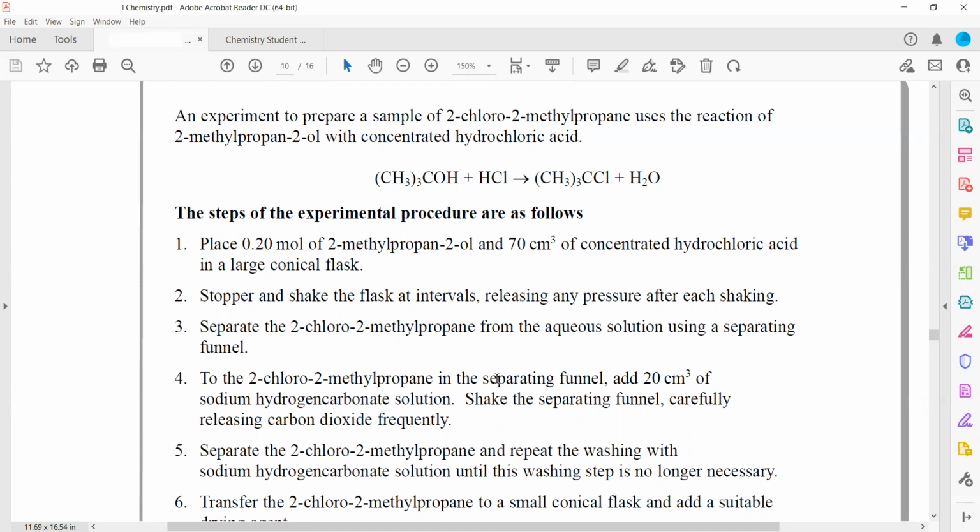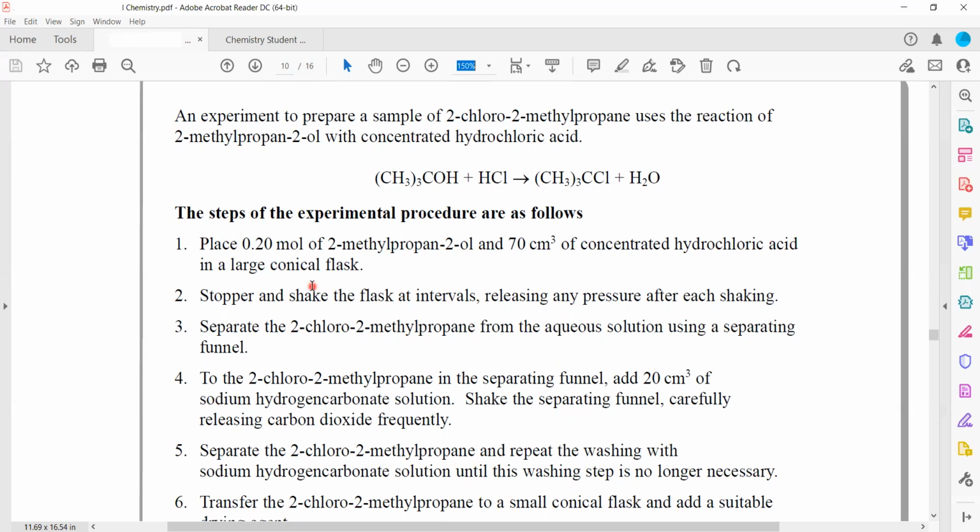So the steps of the experimental procedure are as follows. The first thing we did, we placed 0.2 mole of 2-methylpropan-2-ol and 70 cm³ of concentrated hydrochloric acid in a large conical flask. Then we place a stopper and shake the flask at intervals and release any pressure after each shaking. If any gas is formed, to allow that gas to escape, we open the flask.